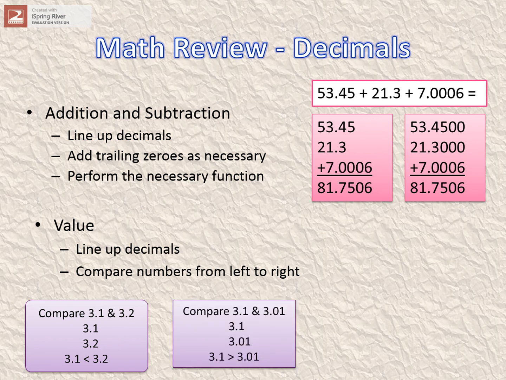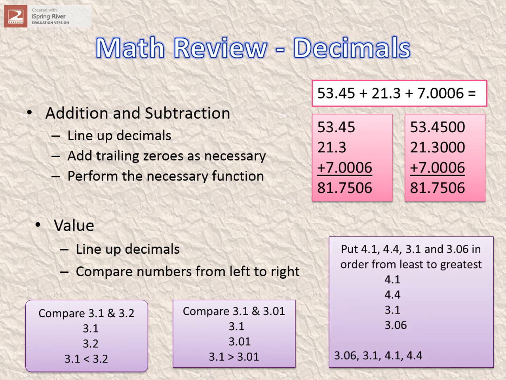Okay, what if I had 3.1 and 3.01? Again, we're going to line up the decimals, and I see that my 3's are the same. The next number after that is a 1 and a 0, and so therefore the 1 is greater than the 0, and we're going to say 3.1 is greater than 3.01.